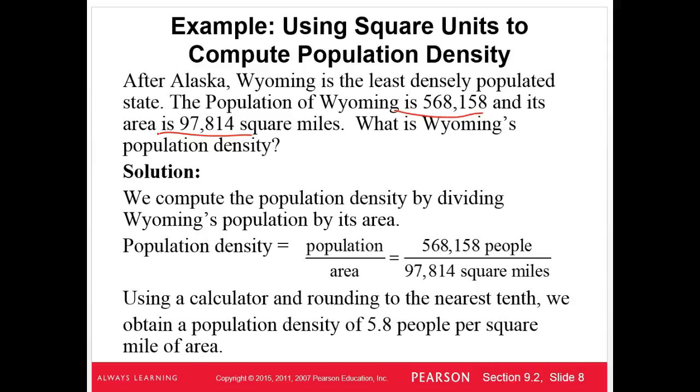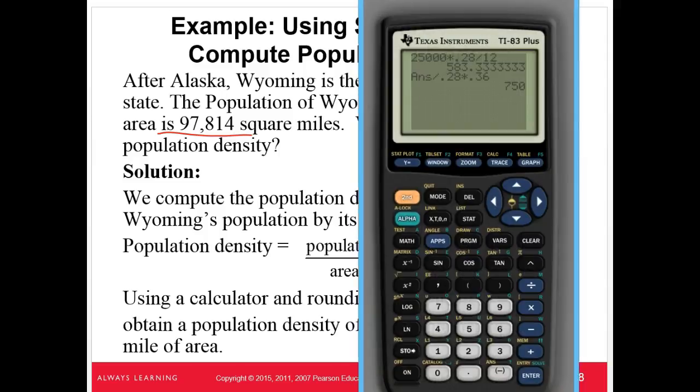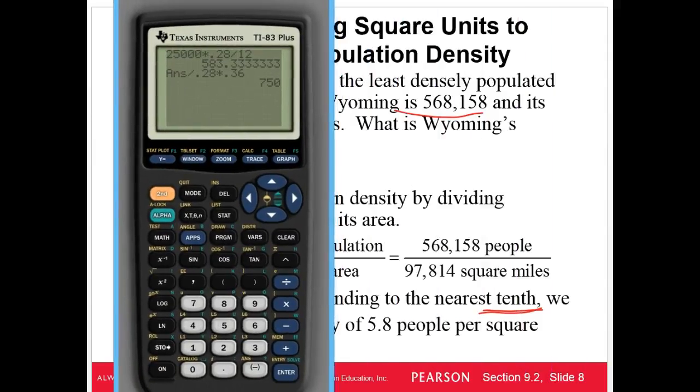Now we round this thing, typically make sure to pay attention to where they tell you to round it. Sometimes, like in this example, it says tenth place, but sometimes they'll use hundredths place. So just pay attention to the problem if you're doing your homework, and round appropriately. So all we're doing is just plugging those two numbers in, and we're seeing what it gives us. So 568,158 divided by 97,814, and that's where that 5.8 is coming from. We're just taking that number and rounding it to the nearest tenth.